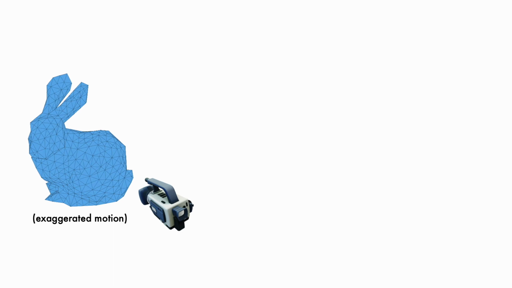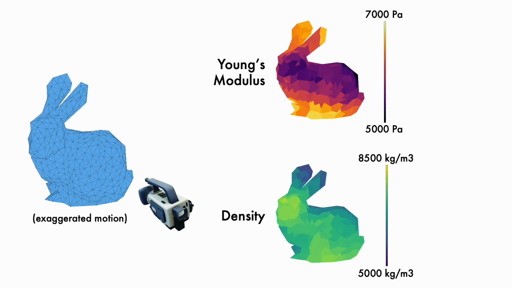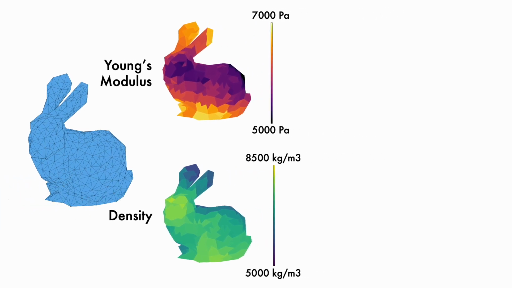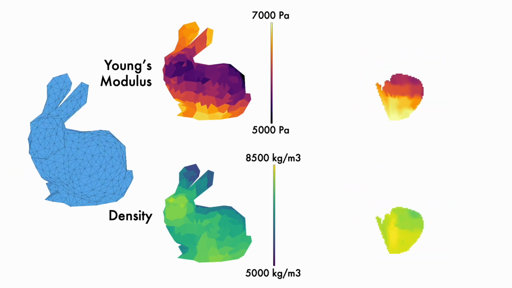the object. Specifically, we estimate heterogeneous Young's modulus and density values. Even though we only observe one side of the bunny, our method recovers material properties of sides that were unseen in the video, as well as the interior of the object.